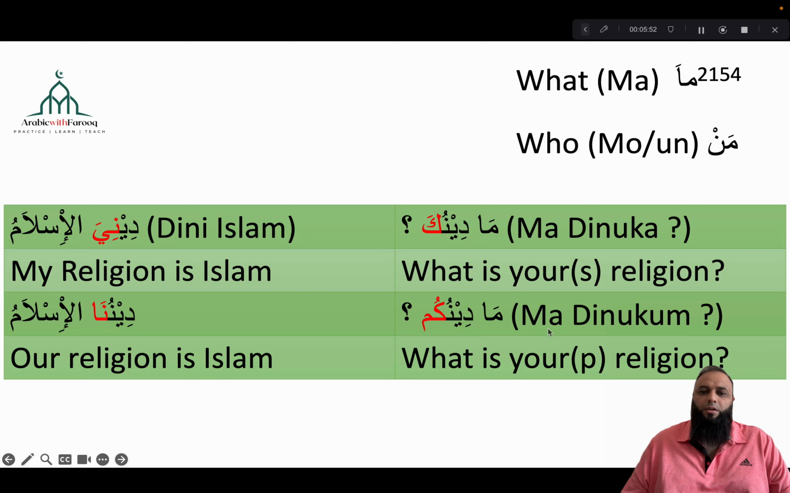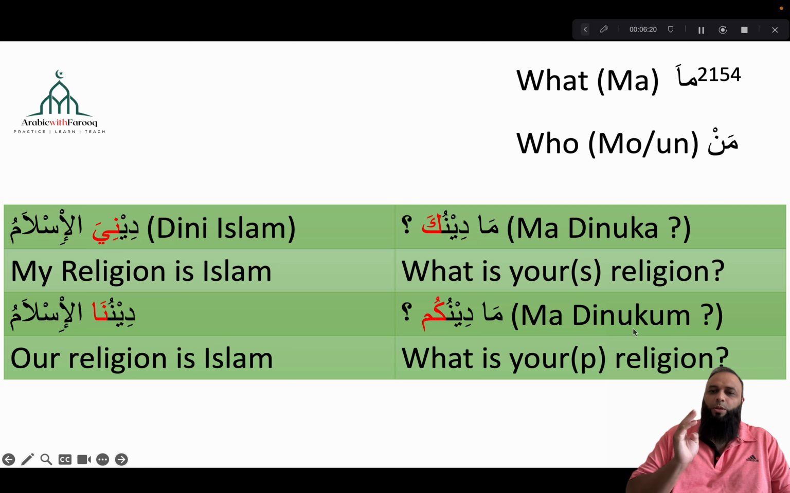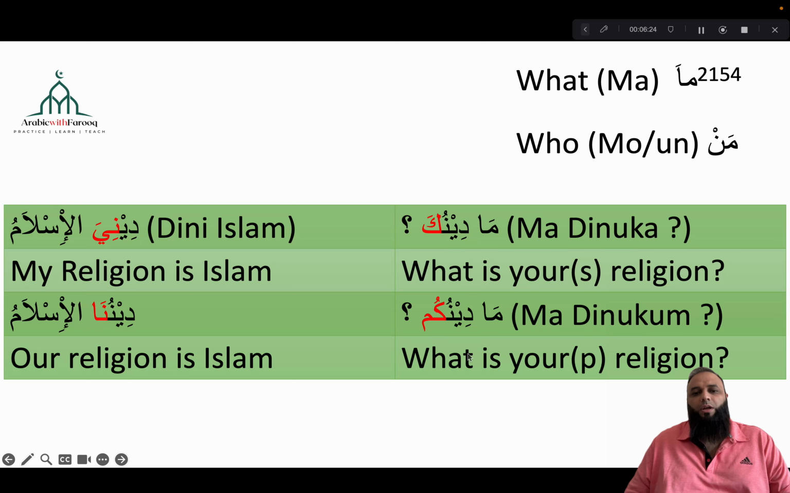Okay, and then you have ma. Again, you are making a question, ma. And you would say dinukum. So ma dinukum, again, you see this word is exactly the same. The only part that you have changed is the last part, which is kum. So with changing kum, it becomes your, but in the plural sense. So when you're asking more than one person, it becomes kum. So ma dinukum means what is your religion, plural, right?